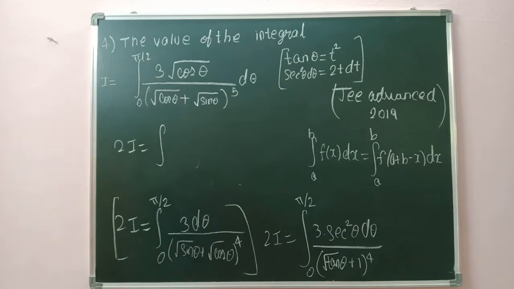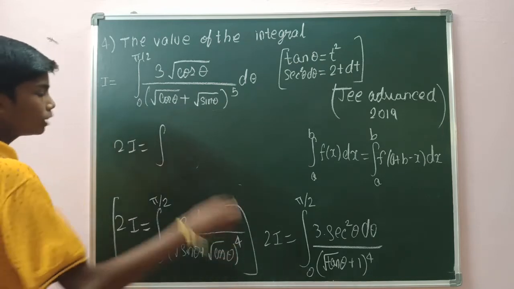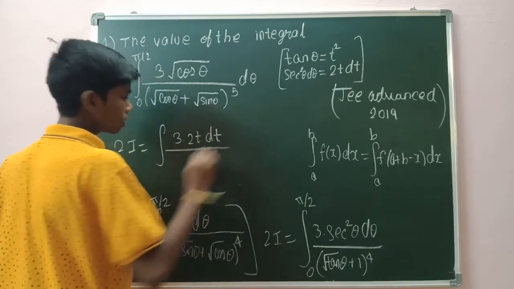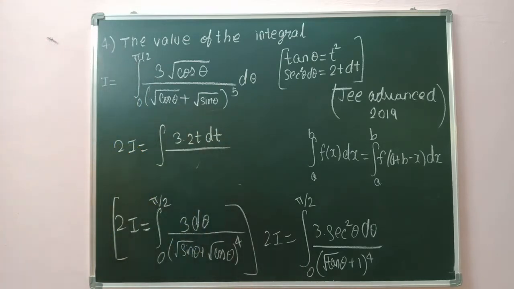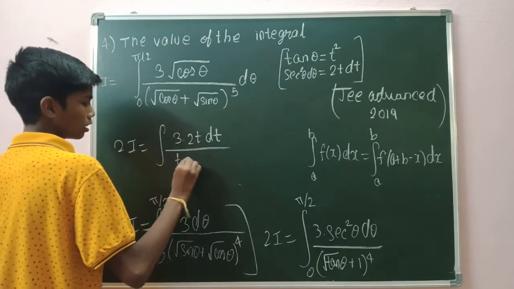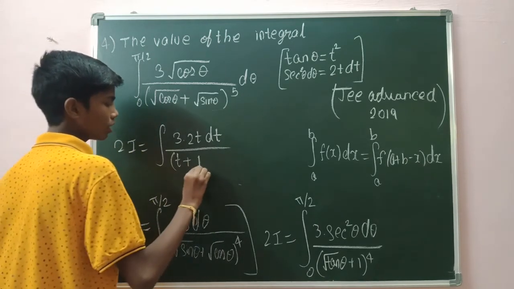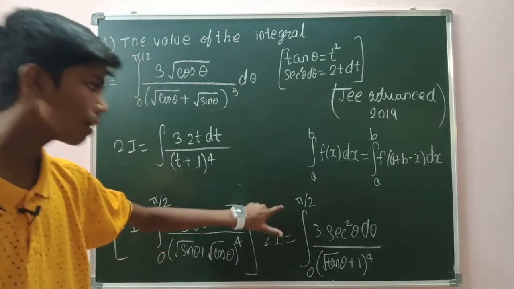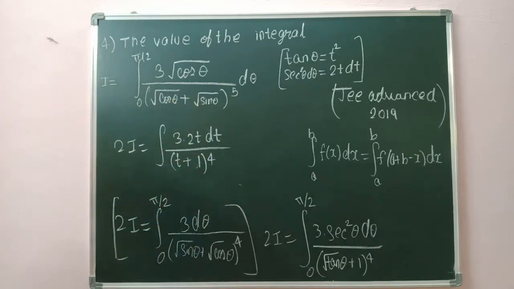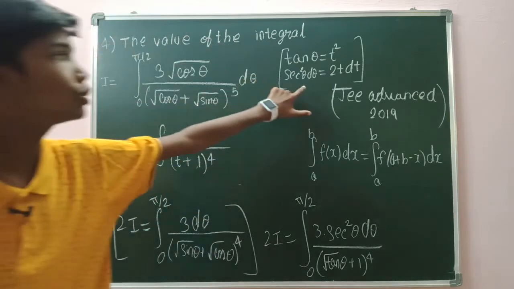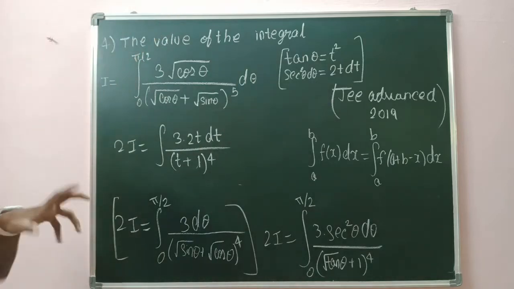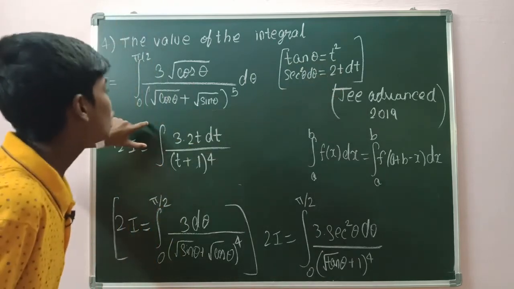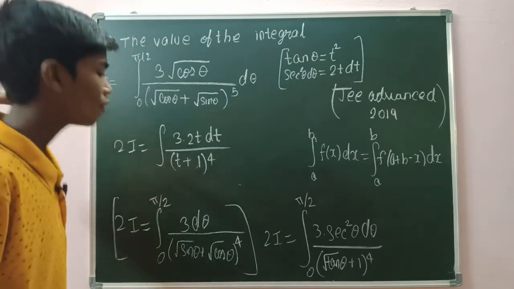So I can write the same 2y as the integral of 3 into sec²θ dθ, that will be 3 into 2t dt, then divided by root of tanθ. If tanθ is t², root of t² will be t, plus 1 whole power 4. Now what will be the limits? Will the limits be the same, 0 to π/2? Of course not. Whenever you substitute, the limits will change. It depends upon the substitution. For example, if you take tanθ as t², your limits will take on the values of t.